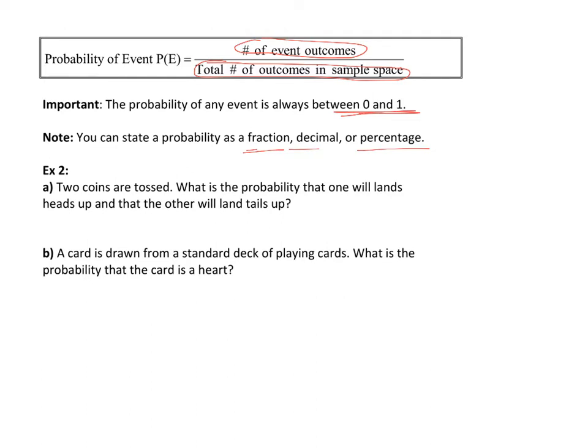Alright, example 2. 2 coins are tossed. What is the probability that one will land heads up and the other will land tails up? Alright, well, if we go back to the previous example with our sample space, we had heads, heads, tails, heads, heads, tails, tails, tails. Alright, and from that, 1 was a head and 1 was a tail, and we had 2 that were like that. We have tails, heads, and we have heads, tails. So it's 2 out of 4, which simply reduces to 1/2. And once again, you can state your answer as a fraction, as a decimal, or as a percentage.